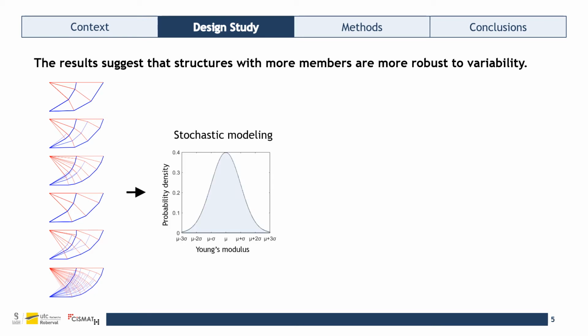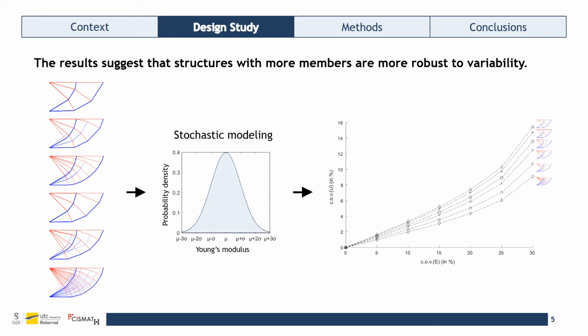To conduct this study, stochastic modeling was used. The study covered various levels of variability from a low level to a very high level. And indeed, the results suggest that structures with more members are less sensitive to the variability in the Young's modulus.